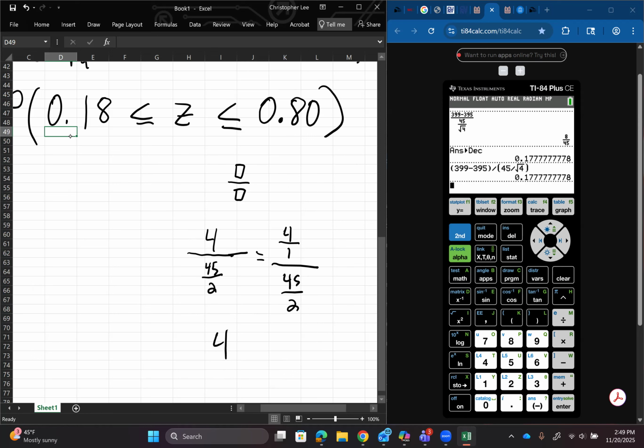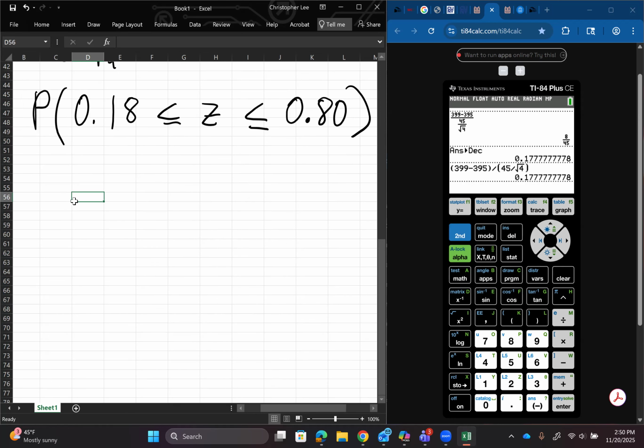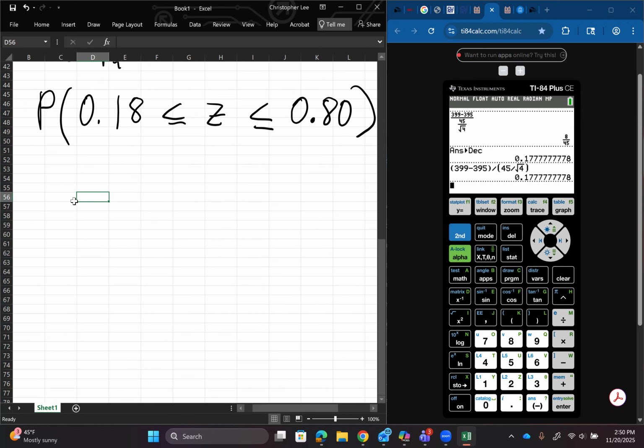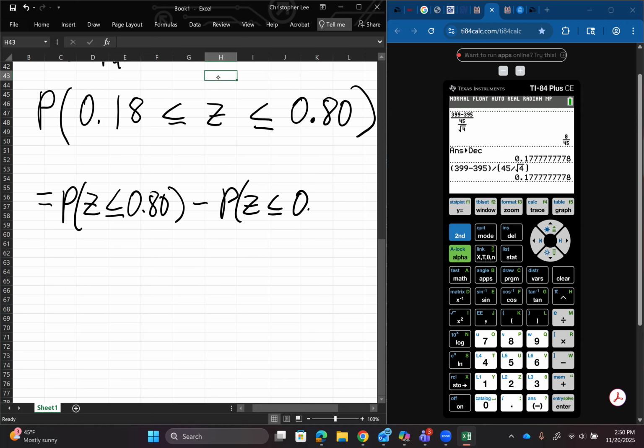This is homework 7.4, right? So look, after you get here, it's the same thing. We're just gonna look them up and subtract the two answers. That's it. Just to recap from yesterday, this is going to be probability of z less than or equal to 0.80 minus probability of z less than or equal to 0.18. Look it up in the table, get the answer, and then that's it.